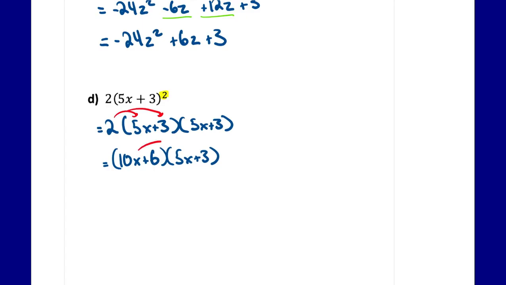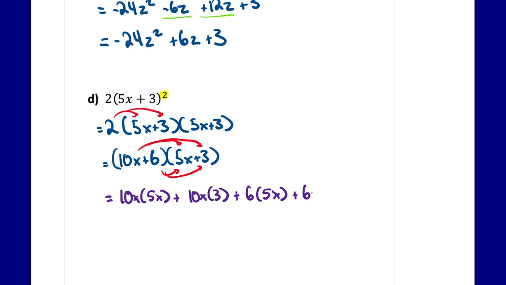I have 2 brackets multiplying each other. I'm going to use the distributive property, the FOIL method, or the rainbow method. Again, I'll show this in-between step. So we have 10x times 5x plus 10x times 3 plus 6 times 5x plus 6 times 3. That then simplifies to 50x squared plus 30x plus 30x plus 18.